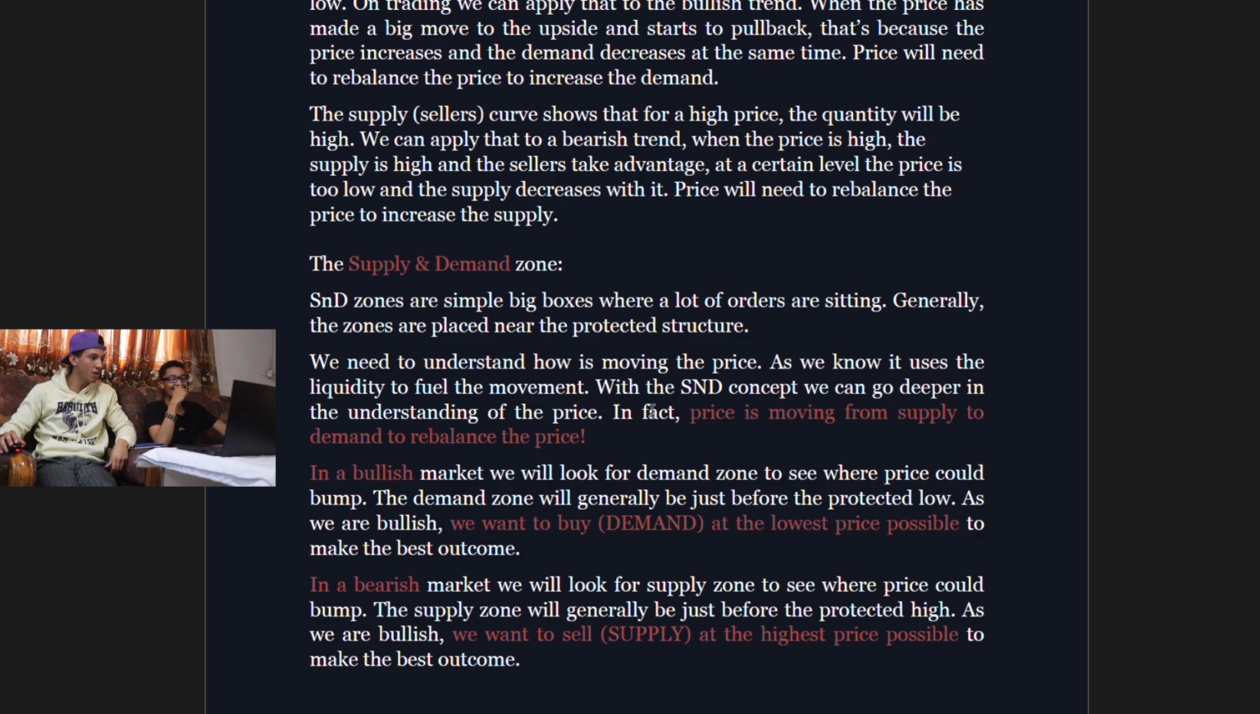As we know, it uses the liquidity to fuel the movement. With the supply and demand concept, we can go deeper into understanding of the price. In fact, price is moving from supply to demand to rebalance the price.